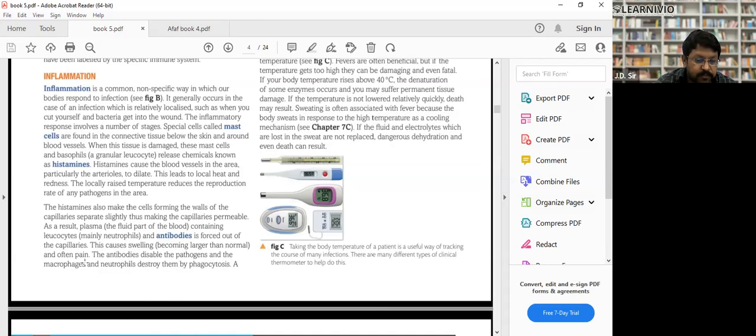The antibodies disable the pathogen, and the macrophages and neutrophils destroy them by phagocytosis. Got it or not? Tell me. Yes.